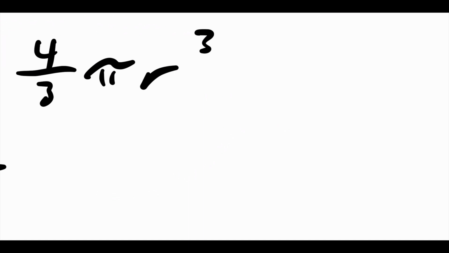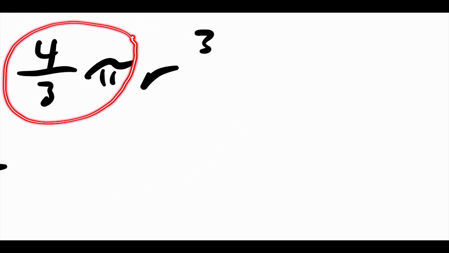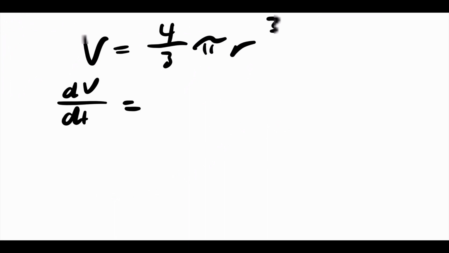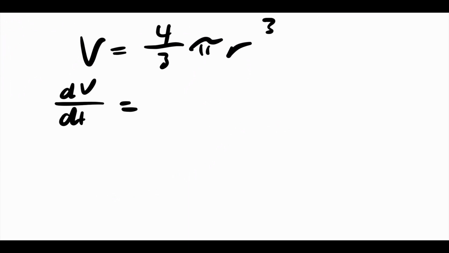No, because that's a number. That guy's a variable. Or sorry, a number. R is the only variable that I have. So I could just use the regular power rule. Just move the power to the front. So 3 times 4/3 pi. Subtract the power.